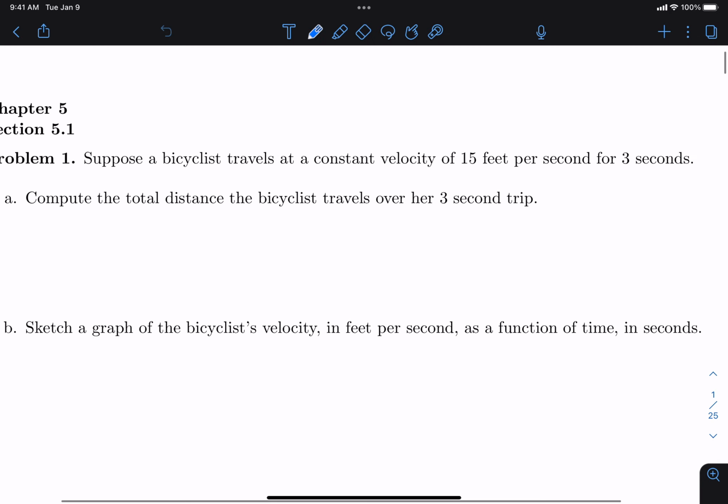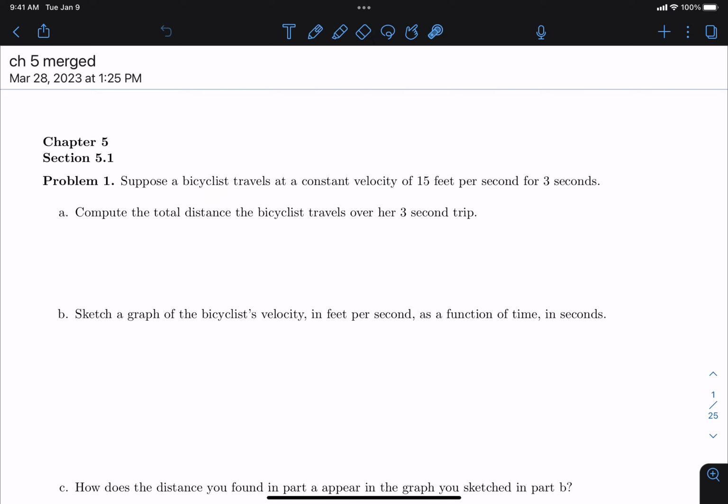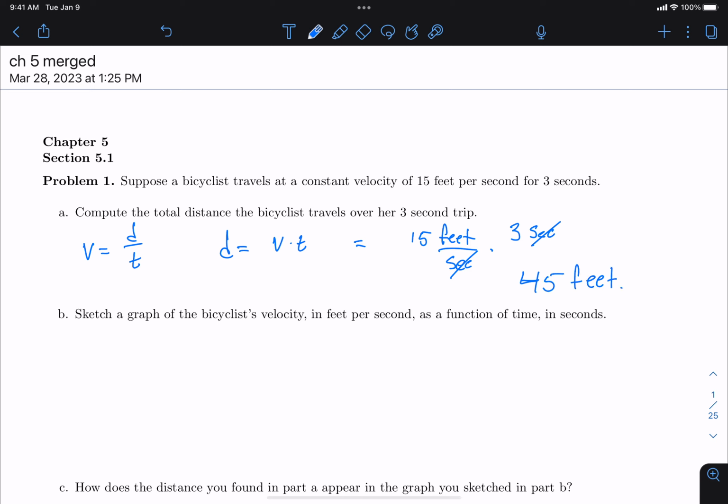So what is going on with that question? Well, we have a cyclist traveling at a constant velocity of 15 feet per second for 3 seconds. How do we get the total distance? Well, we use the equation that the velocity is the distance divided by the time, and therefore the distance is given by the velocity times the time. So how fast was I going times how long did I go? That gives me 15 feet per second times 3 seconds. The units of seconds cancel, and we get 45 feet. So starting off super simple, but it's going to get more complicated than that.